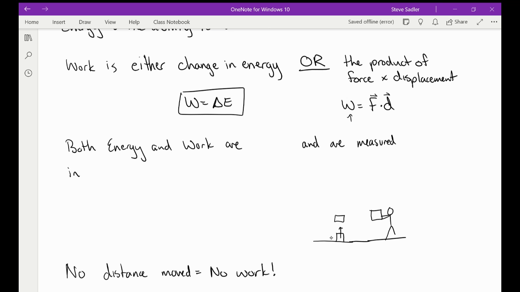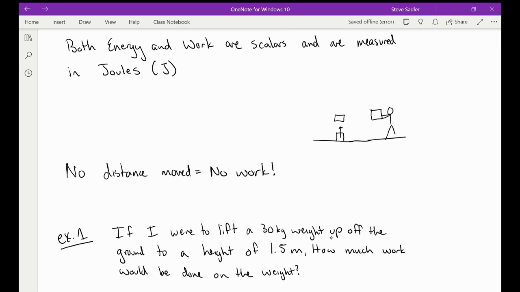So both energy and work are scalars and are measured in joules. Joules, which is a capital J. So work is equal to force times displacement. That means if we look at this situation here, situation number one, situation number two.